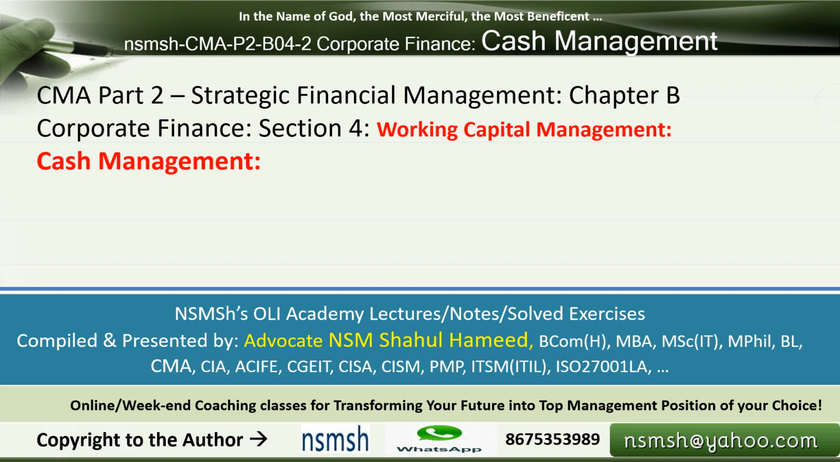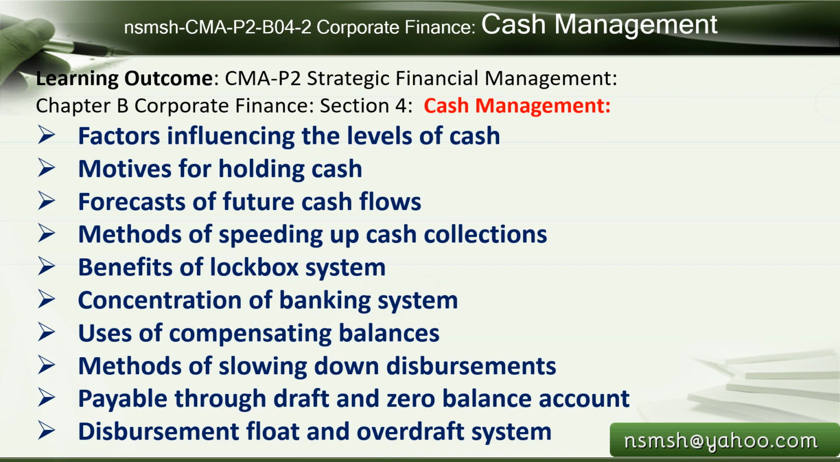This part of this lecture is about cash management under corporate finance for CMA Part 2. This is topic 4 under working capital management. These are the learning objectives that we'll be discussing in this part of the lecture: the factors influencing the levels of cash, motives for holding cash, and forecast of future cash flows. How do we do that? Methods of speeding up cash collection, benefits of lockbox system, and other items like banking system and other things.